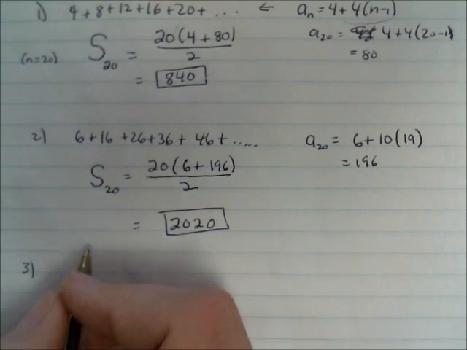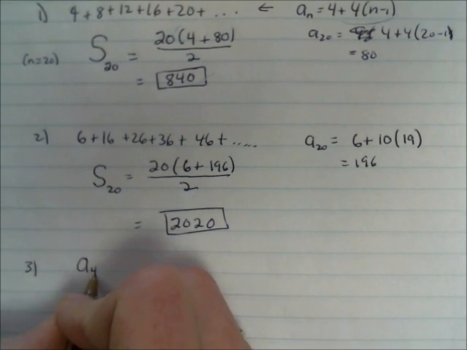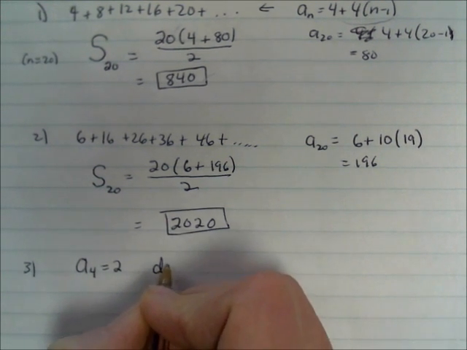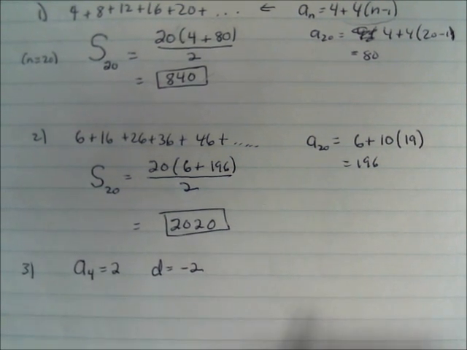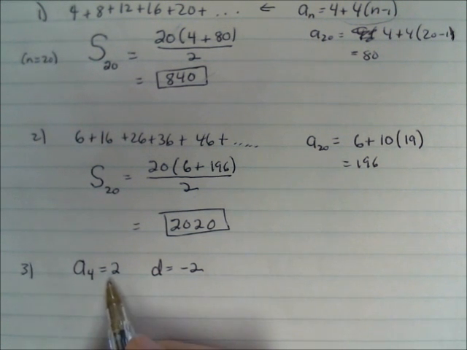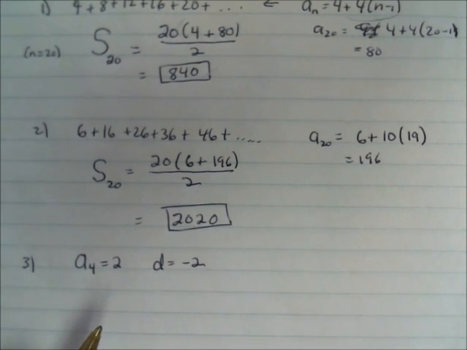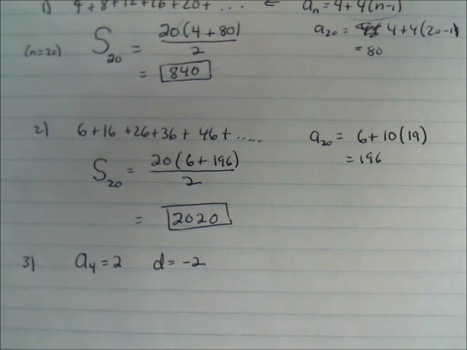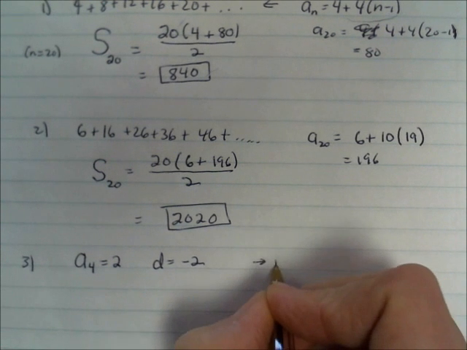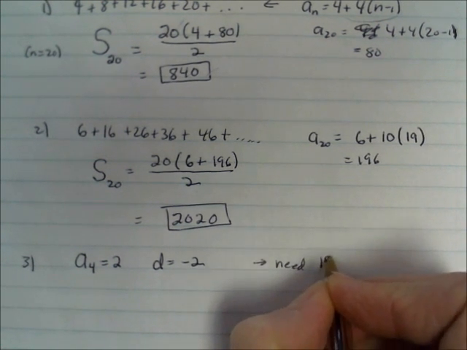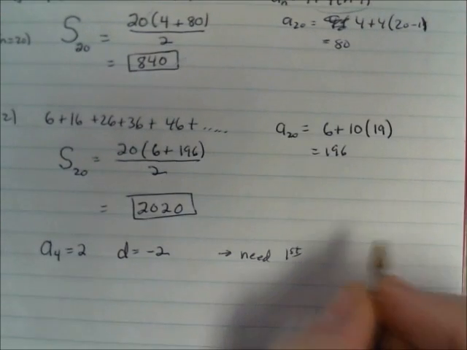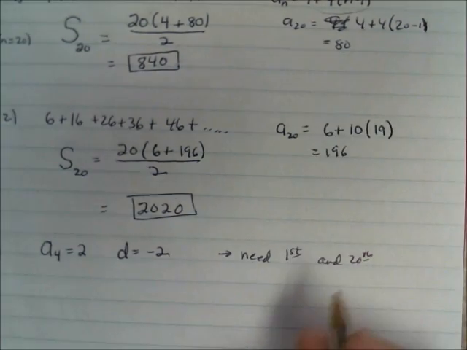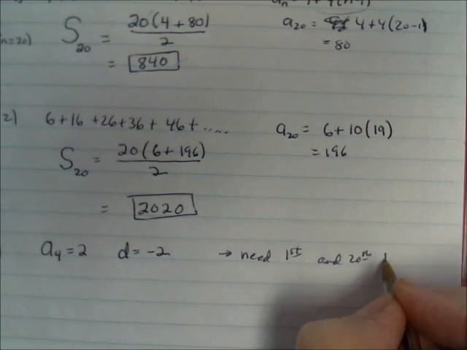Let's do another example that's a little bit different. Let's say I give you the 4th term is 2, and let's say I give you the d value is negative 2. And I want you to sum the first 20 terms just given that information. So what we need to know first is what is the first term. And we need the 20th term, because we can't use that formula unless we know those two terms.